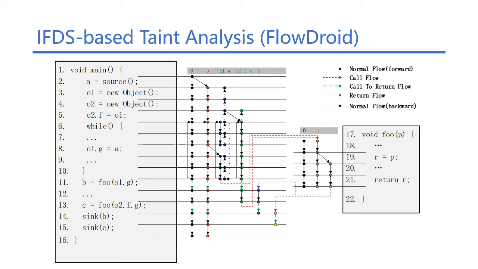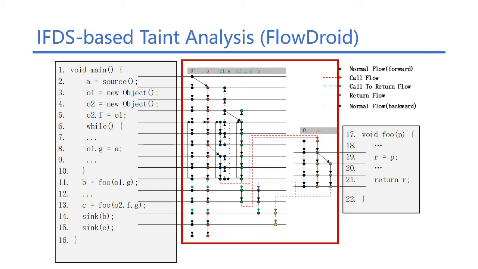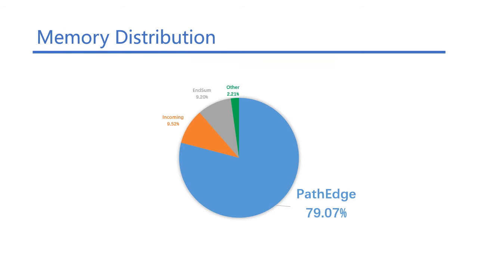For small code, there is little data that needs to be saved. But if the code becomes large, the data flow facts and path edges will grow exponentially. To find which data structure mainly consumes memory, we count the memory usage of three data structures: path edge, incoming, and end summary. According to our experiments, path edge consumes most of the memory. Incoming and end summary consume most of the rest of the memory.